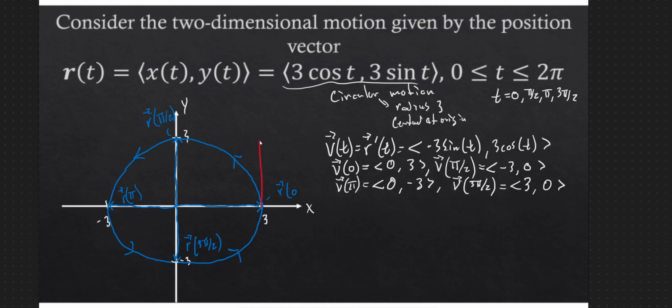So up 3, exactly. So this is v of 0. Pi over 2, negative 3 in the x direction, so it's going here. And this should corroborate with what you had in your head. If not, make an adjustment.